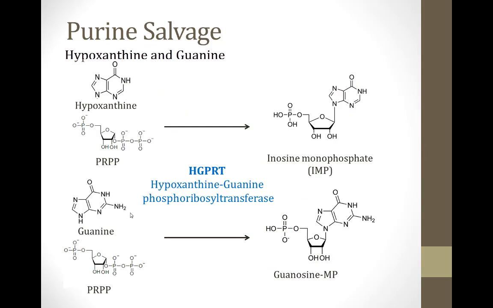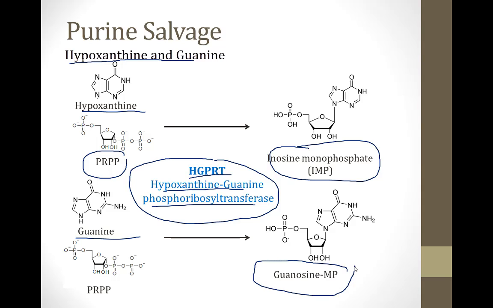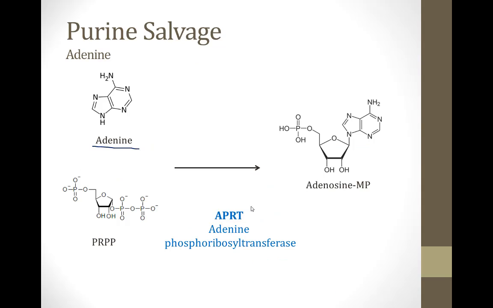There are different enzymes that function for the different purine bases. So for hypoxanthine and guanine, there is an enzyme called HGPRT, which stands for hypoxanthine guanine phosphoribosyl transferase. And it should make sense for you, based on this big ugly name here, that this enzyme is going to combine either hypoxanthine or guanine with PRPP to make the nucleotides either IMP in the case of hypoxanthine or guanosine monophosphate in the case of guanine. Adenine has its own enzyme, but it serves the same function. It's called APRT, which stands for adenine phosphoribosyl transferase, and it combines adenine with the PRPP, and once you do that, you will have adenosine monophosphate.